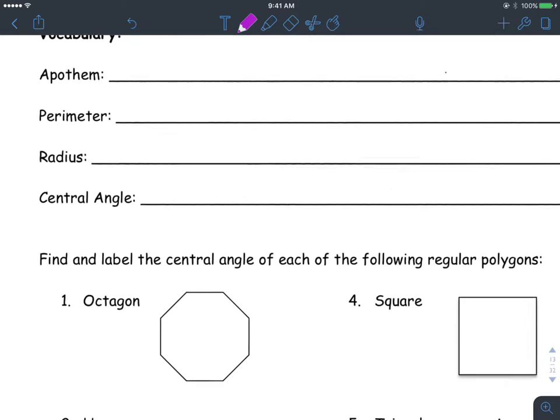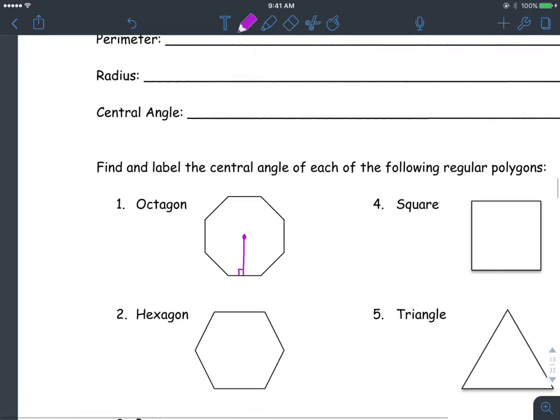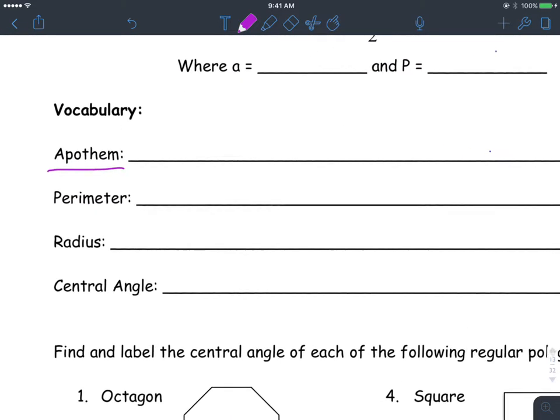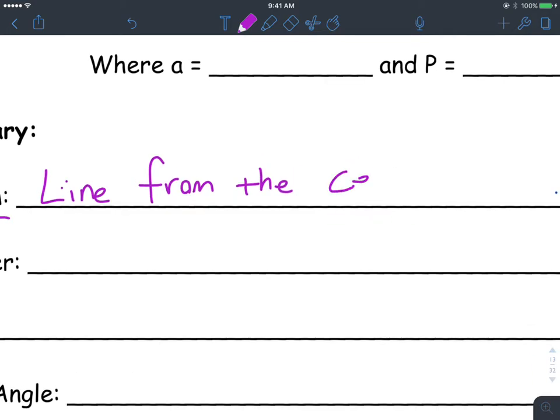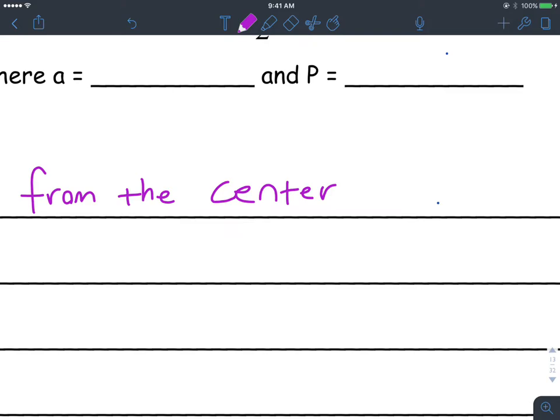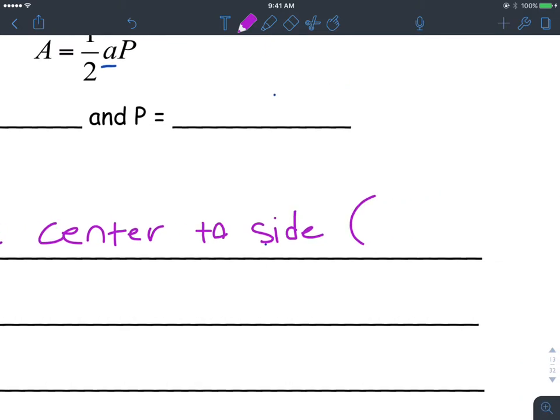So we have this new vocab word. It's called the apothem. Let me draw it first. What an apothem is: you start from the center and then you go straight down, perpendicular to one of your sides right there. So that is called the apothem of a regular figure. So we can say a line from the center to one of the sides, and it needs to be perpendicular.